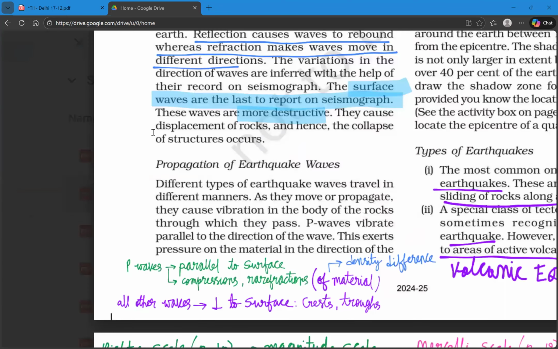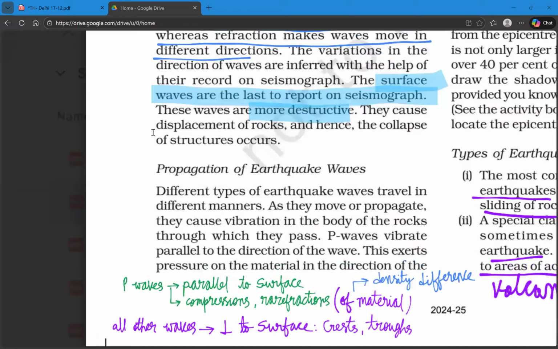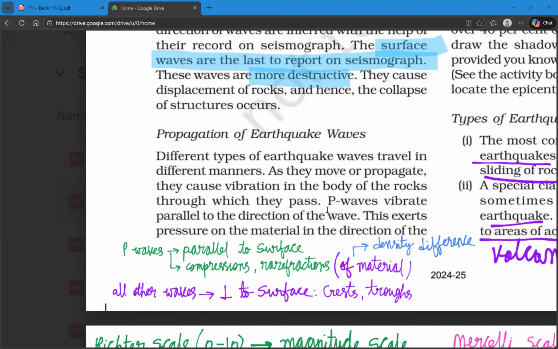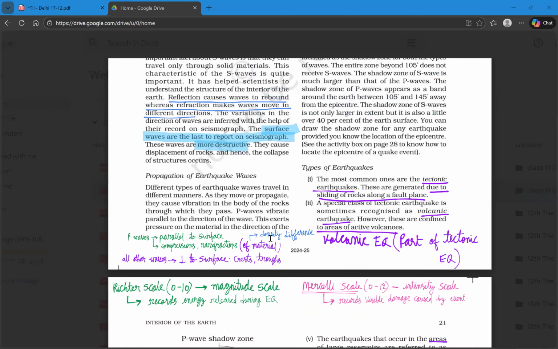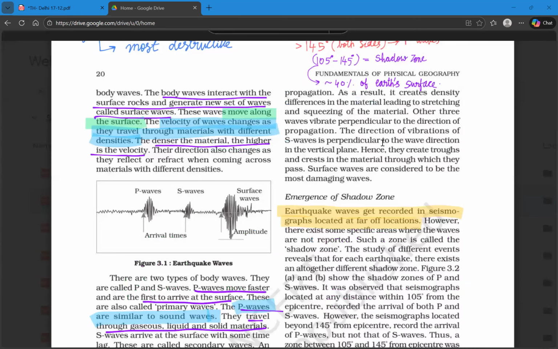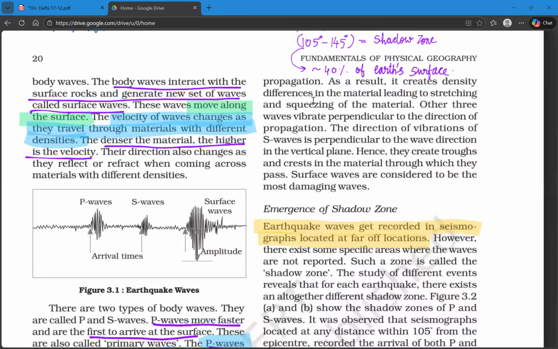Next, the next one is propagation of earthquake waves. Different types of earthquake waves travel in different manners. As they move or propagate, they cause vibration in the body of rocks through which they pass. P waves vibrate parallel to the direction of the wave. This exerts pressure on the material in the direction of propagation. As a result, it creates density differences in the material, leading to stretching and squeezing of the material.